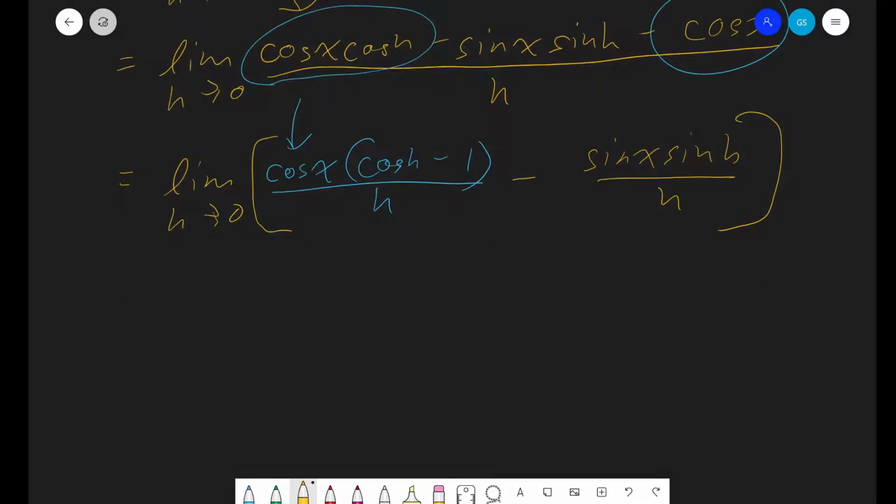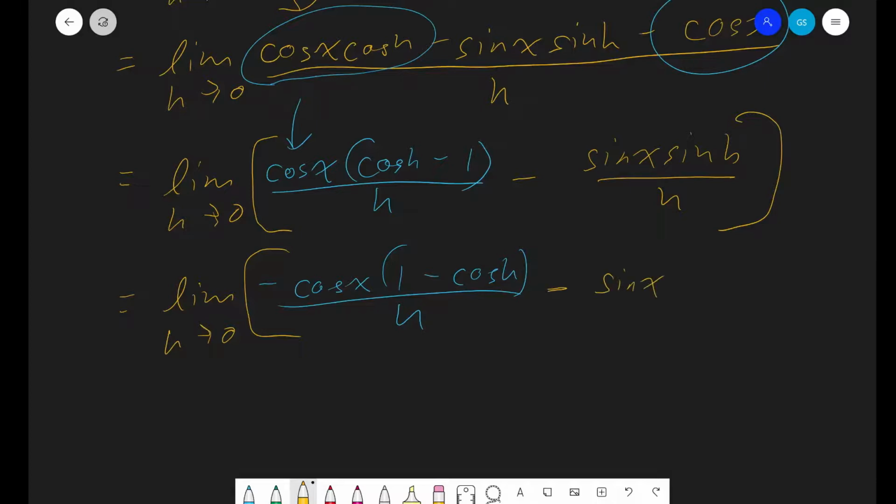Now the last one I skipped the step, but I'm showing it here. So in order to get 1 minus cos h, we can just factor out a negative. So this would be negative cos x, 1 minus cos h, all over h, right? Subtracting, I can just take out the sine x here to show it. This would be sine h over h, right?